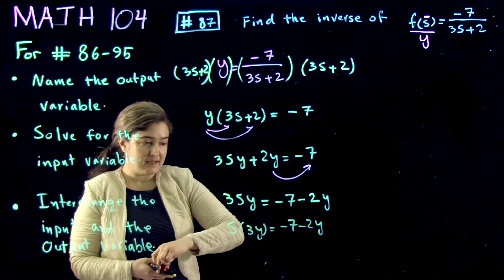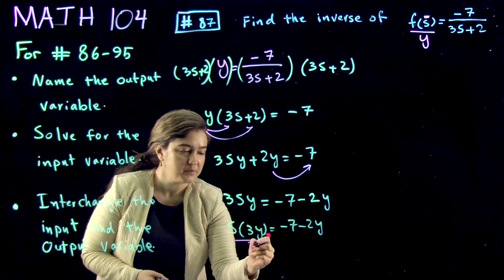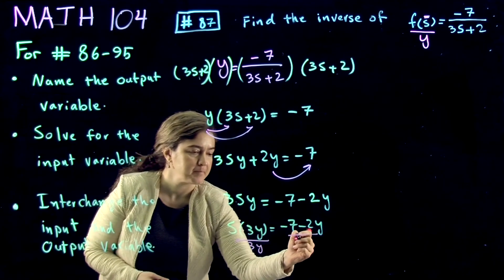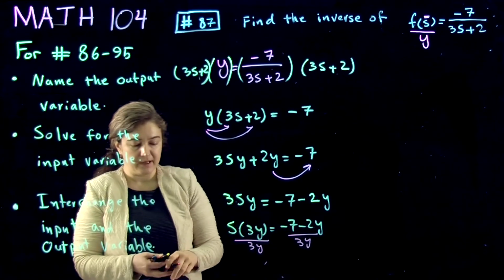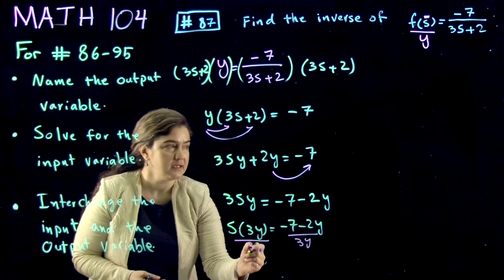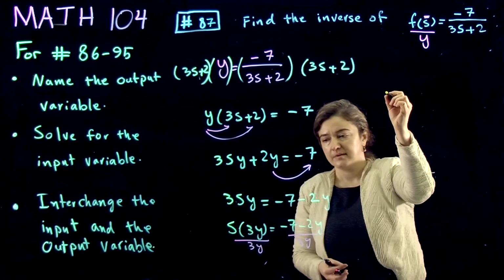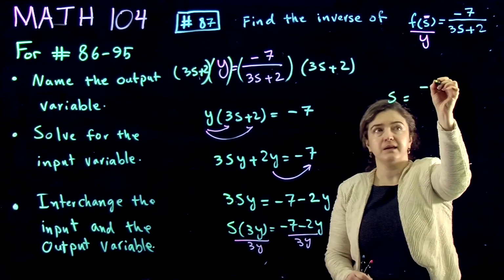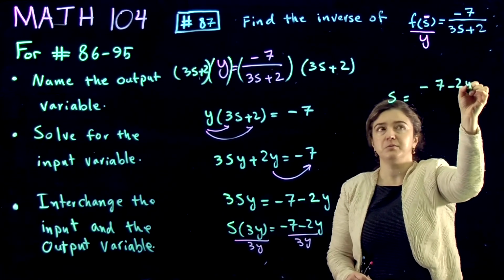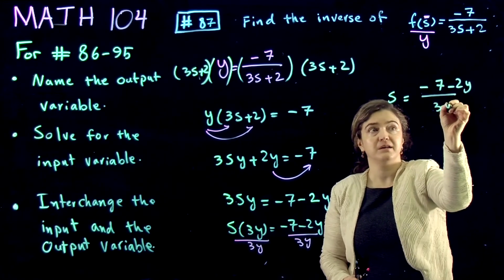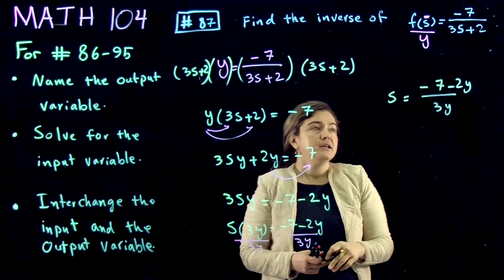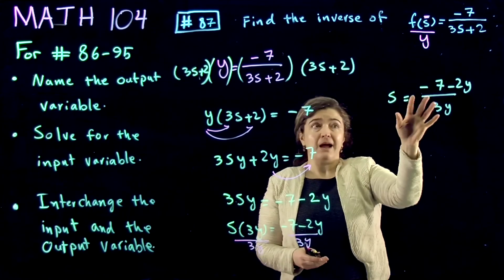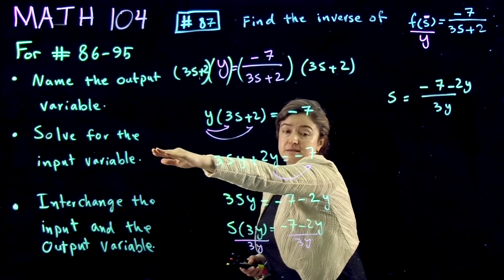And the very last step is to divide by what multiplies s, which is 3y. So what we get is s is equal to -7 minus 2y divided by 3y. Now we solved for s, that's this step.